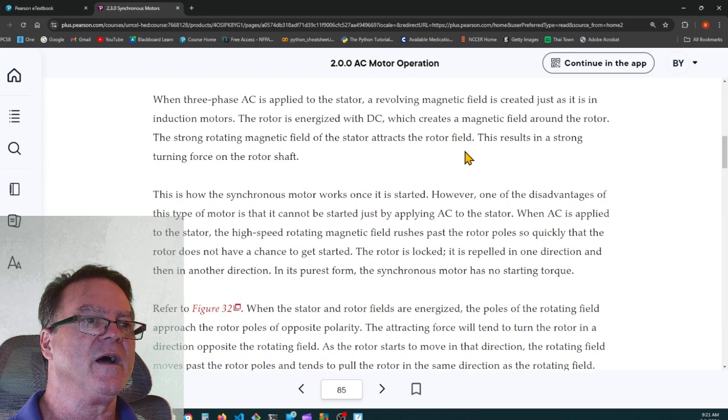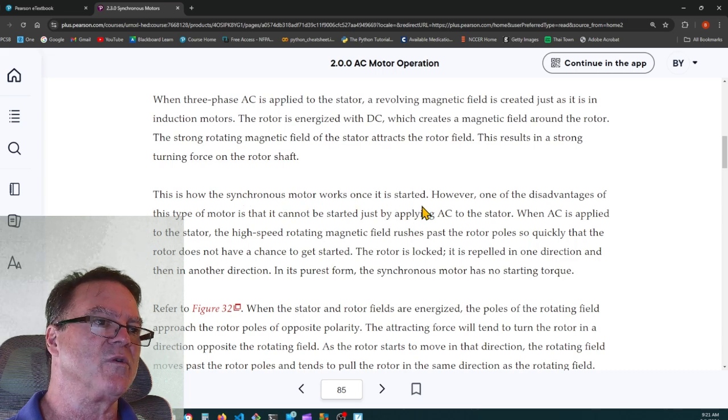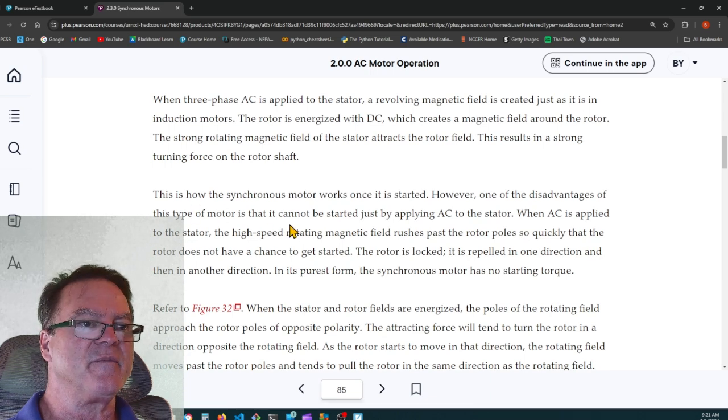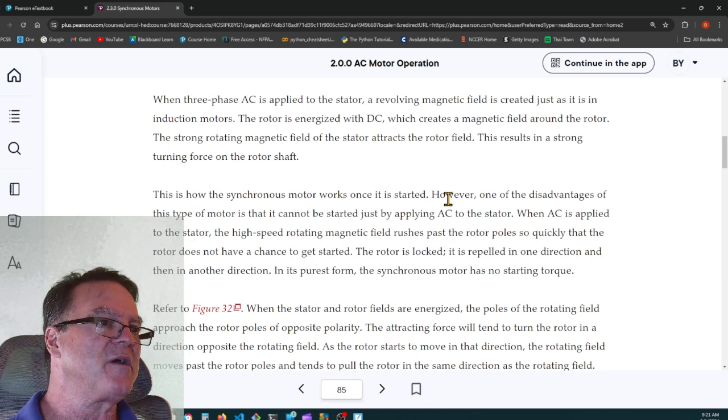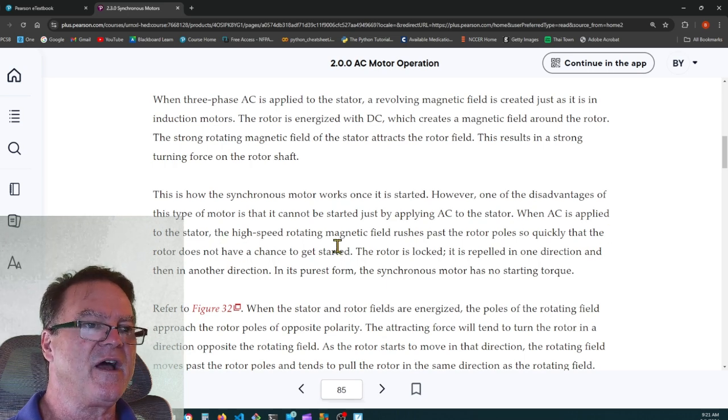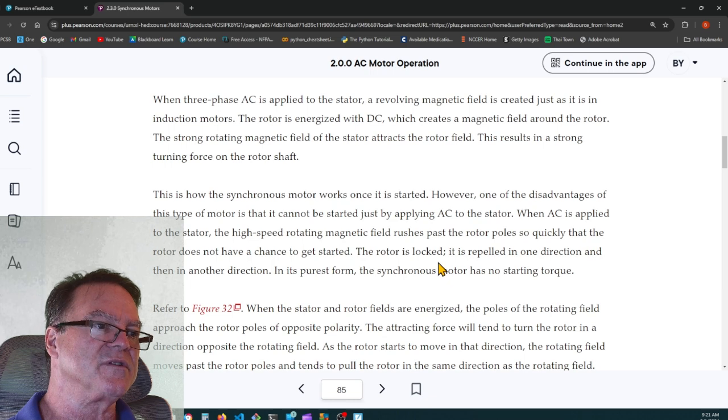So I think we've already explained how this works. This is how the motor works once it's started. However, one of the disadvantages of this type of motor is that it cannot be started just by applying AC to the stator. When AC is applied to the stator, the high-speed rotating magnetic field rushes past the rotor poles so quickly that the rotor does not have a chance to get started. The rotor is locked. It's repelled in one direction and then in another direction.